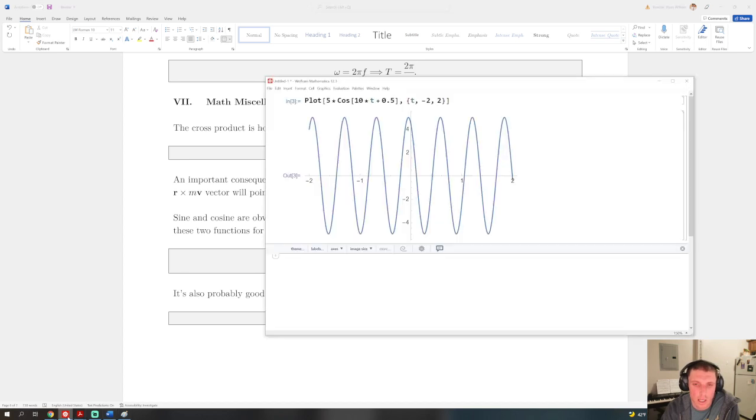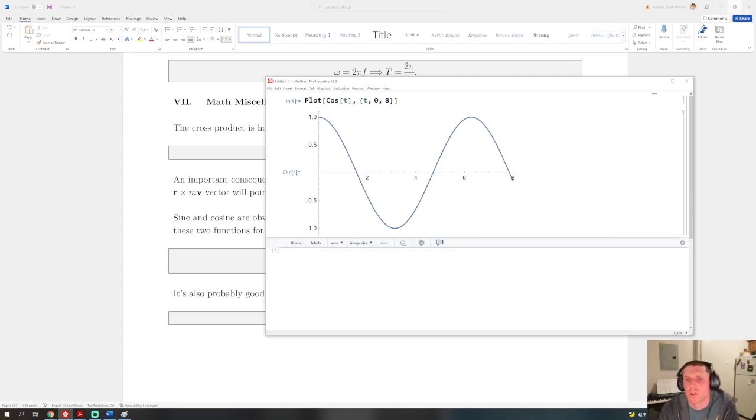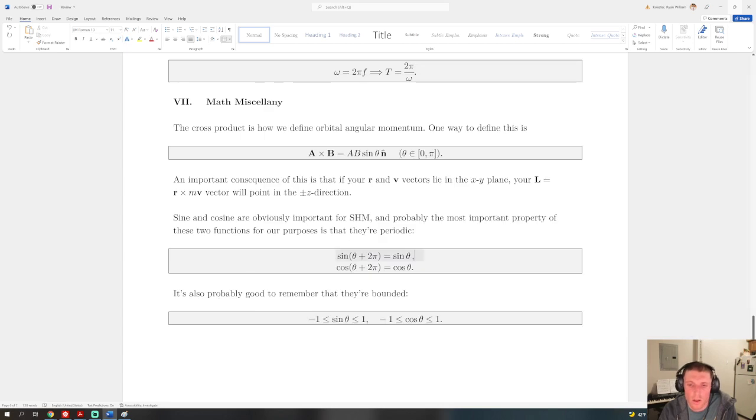Because we can look at, let me just do this, cosine t, and let's do it from 0 to 7, or something like that. The point is that at t equals 0, this evaluates to 1. And then at t equals 2 pi, right about here, it evaluates to 1 again. And we can make this stronger. We could even say, for instance, that sine of theta plus 2 n pi, cosine of theta plus 2 n pi, where n is an integer.